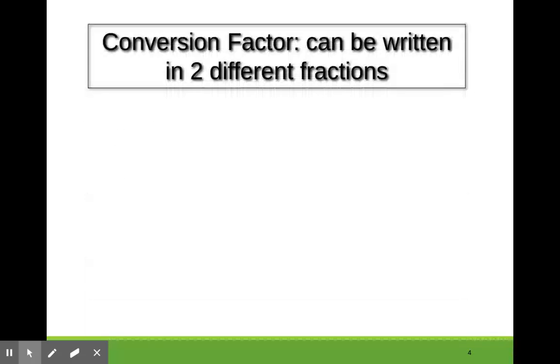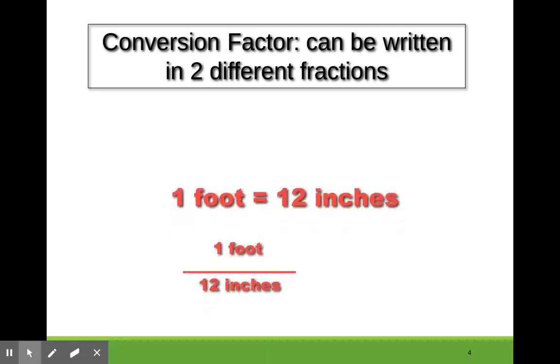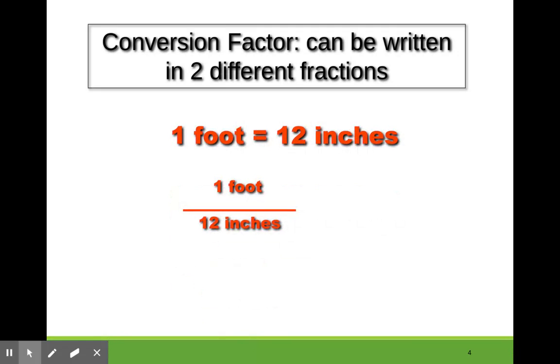If we look at the different conversion units, we can write these as two different fractions. If we look at 1 foot, we know that 1 foot is equivalent to 12 inches. So 1 foot over 12 inches is equal to 1. We do the same thing, 12 inches divided by 1 foot. Again, it's still equal to 1. So either way, this here is the same as this because it comes out to 1. But 1 foot, again, is equal to 12 inches.